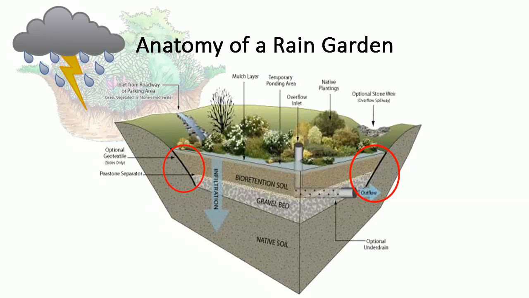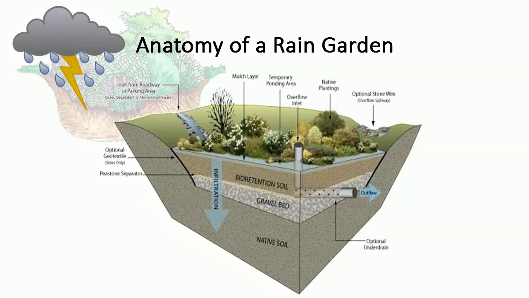A permeable geotextile is placed on the sides of the garden to hold the bioretention soil in place. An overflow inlet or spillway is included to prevent flooding of the garden. Ponding water on top of the garden area will drain into this once it reaches a certain height. This outlet may drain directly into a storm sewer or nearby stream channel.